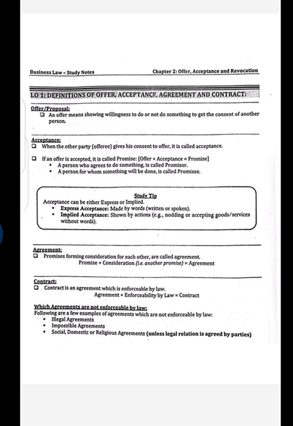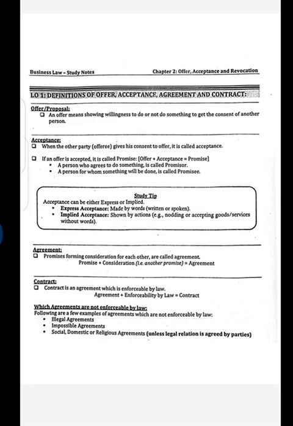So offer plus acceptance equals promise. A person who agrees to do something is called the promisor. A person for whom something will be done is called the promisee. Then we have the agreement. An agreement is between two persons. When an offer is accepted, that is known as the agreement.